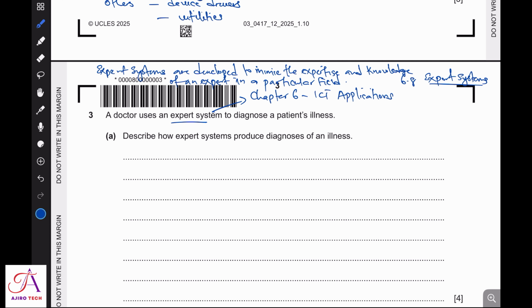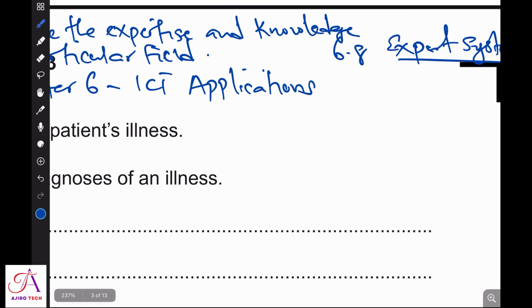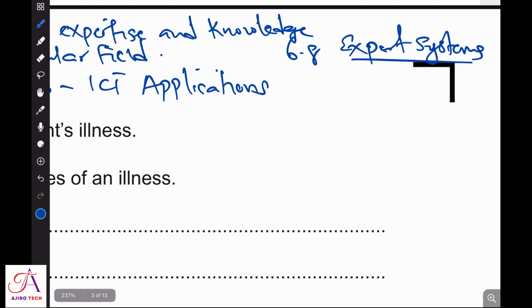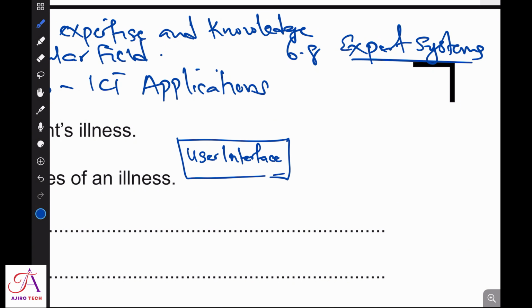Now, the first thing we have to look at is, let me help you. When it comes to expert systems, there's something you need to know that will help you in this particular question. Let me zoom in so that it can be easier. So we have the user interface. Okay, so this is the diagram here. We have the inference engine.